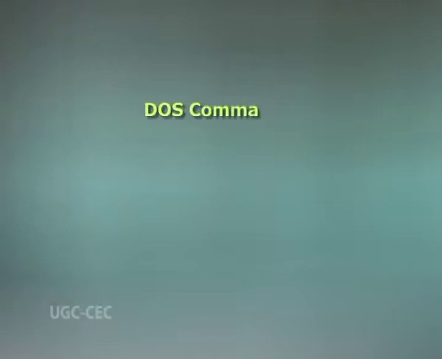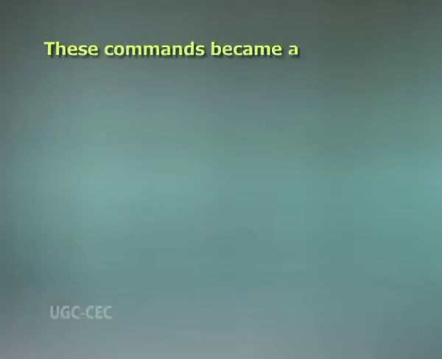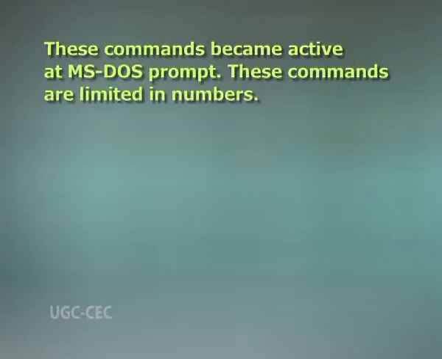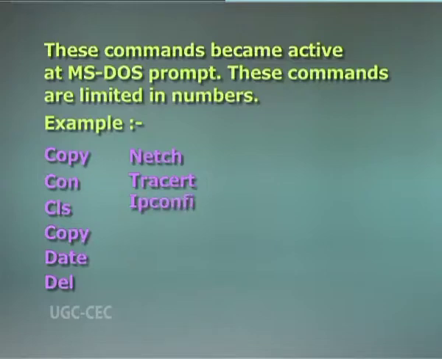Now we will see DOS commands. There are two types of DOS commands, internal and external. The internal commands of DOS are packed in the command interpreter, that is the command.com file. These commands become active at the MS-DOS prompt. These commands are limited in number. Examples are copy, cls, date, del, and so on.